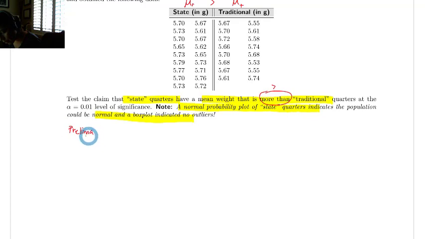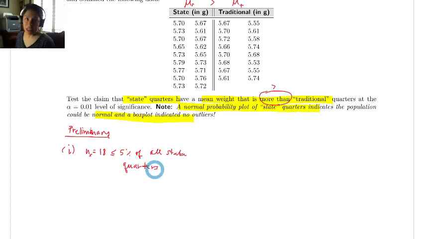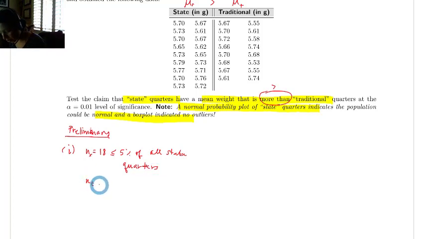So preliminary. So here, the first thing was always that the sample size n sub s for state quarters is equal to 18, which had to be no more than 5% of all state quarters, right? The population. Well, I'm pretty sure 18 quarters is a lot less than how many quarters are out there. And then the second sample, the traditional quarters, which there were 16 of them, there had to be no more than 5% of all traditional quarters.